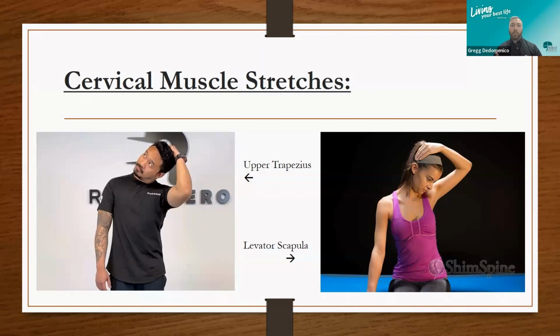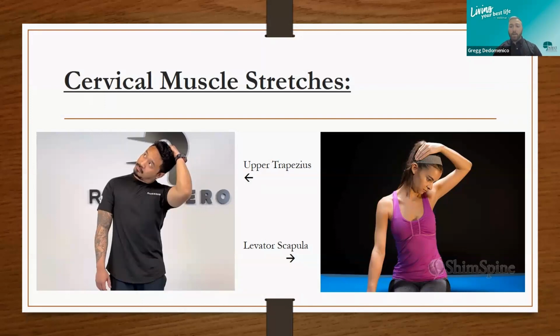I oftentimes get the best results doing it in this way. Place your hand on top of your head for the upper trapezius stretch. You bring your head down to the side as far as you can comfortably. While holding this position, you then bring your head also forward as far as you can comfortably. After achieving this position, the last thing you want to do is keep your chin tucked and rotate up and away. And that's going to bias the upper trapezius muscle.